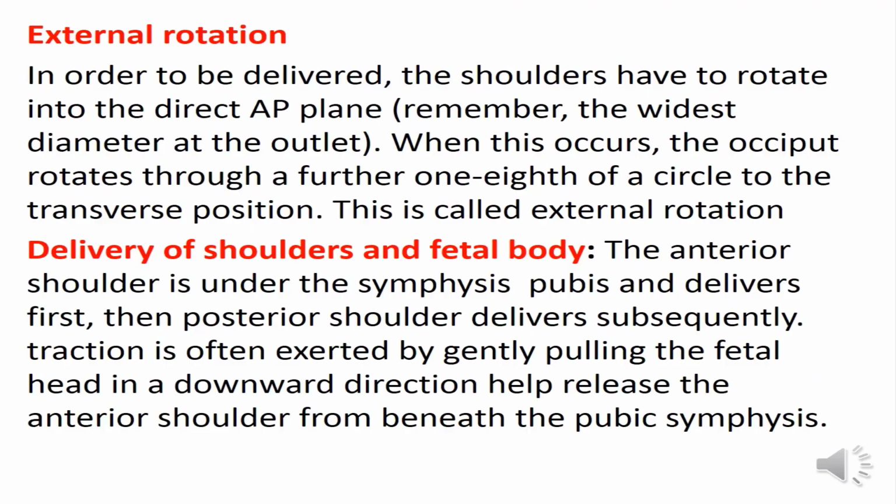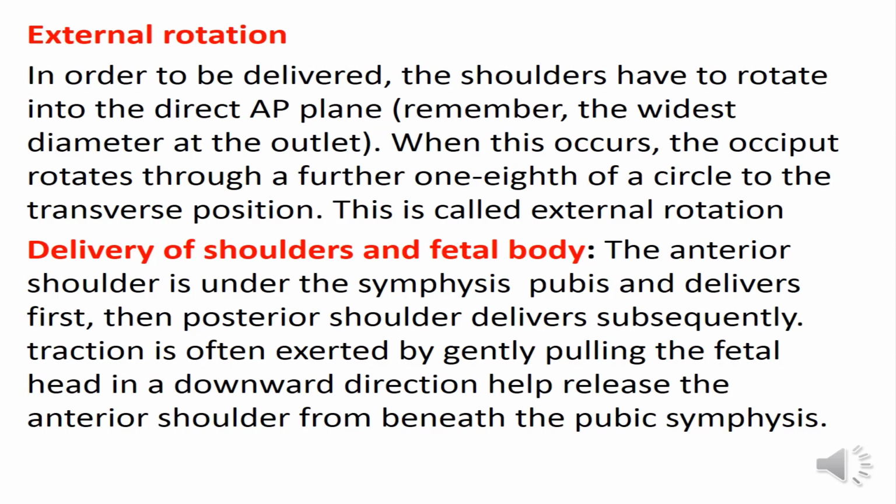External rotation. In order to be delivered, the shoulders have to rotate into the direct AP plane. Remember the widest diameter at the outlet. When this occurs, the occiput rotates through a further 1/8 of the circle to the transverse position, and this is called external rotation.